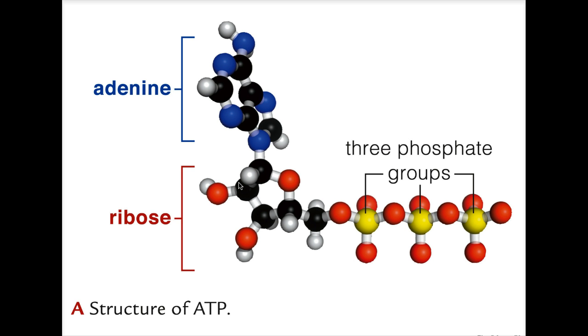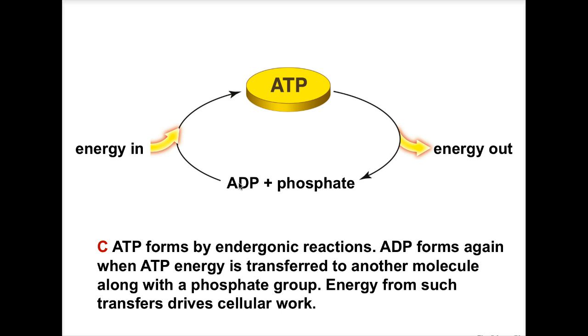We can't leave week 3 without mentioning the structure of ATP, or adenosine triphosphate, and the function of ATP. ATP is the energy currency of the cell and enables cells to perform cellular work.